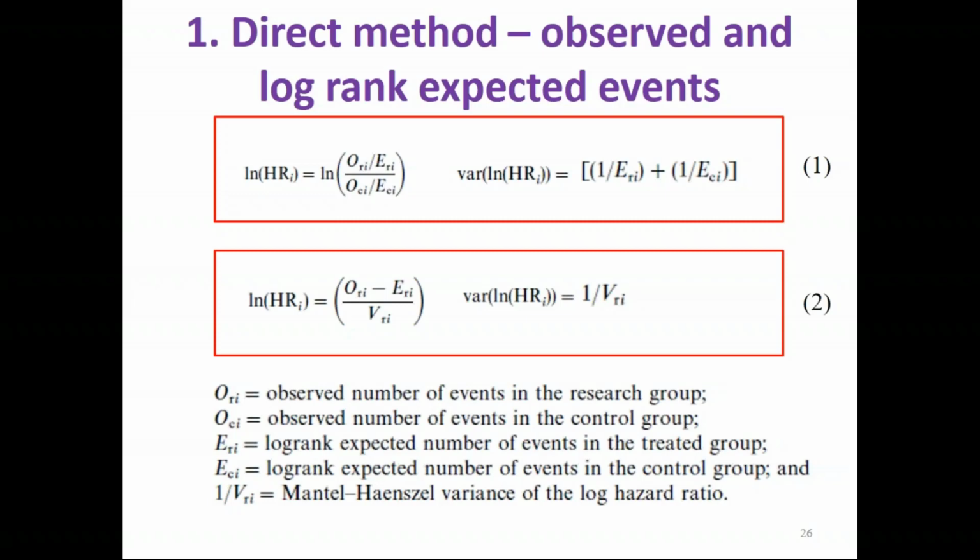So in the top box, number 1, we would need the observed number of events in the research arm and the observed number of events in the control arm, and also the log rank expected number of events in both arms. Whereas for equation number 2, we would need the observed minus expected in the research arm and this estimate VRI, which is the Mantel-Haenszel variance of the log hazard ratio.